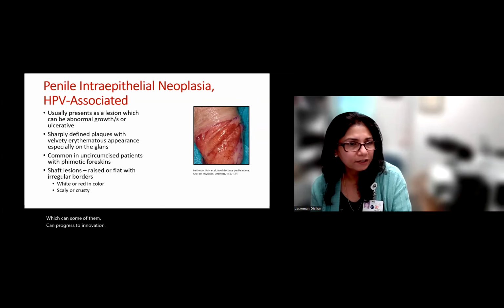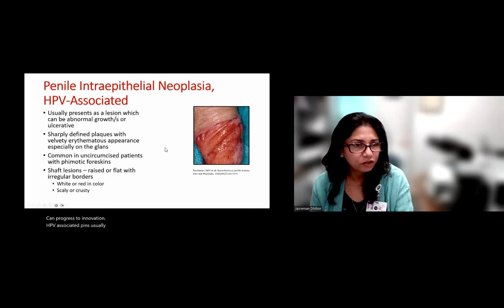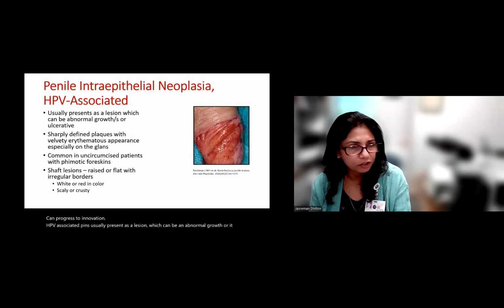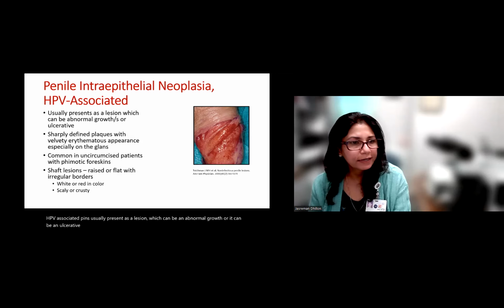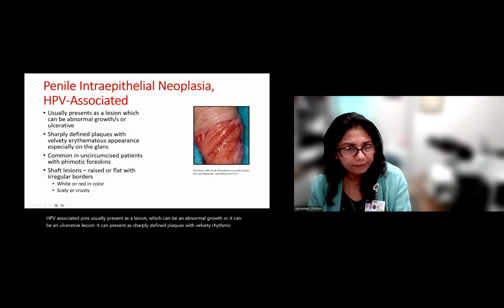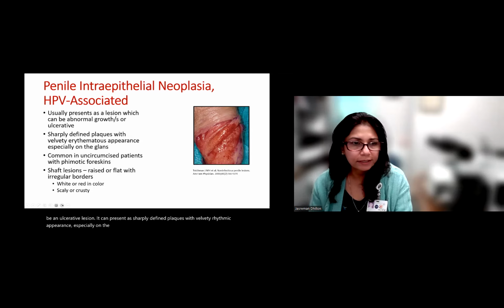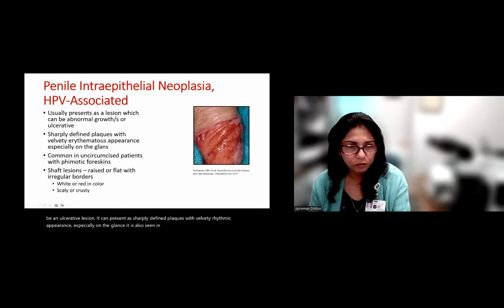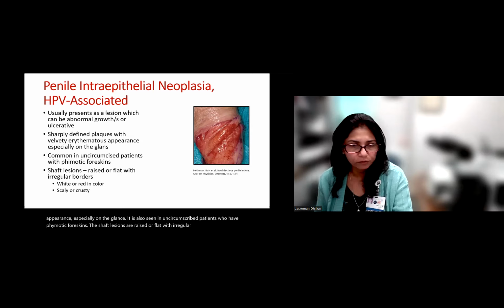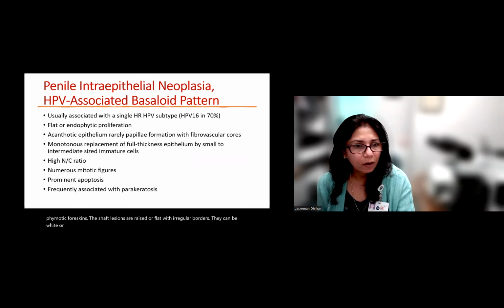HPV-associated PEINs usually present as a lesion, which can be an abnormal growth or an ulcerative lesion. It can present as sharply defined plaques with a velvety erythematous appearance, especially on the glans. It is also seen in uncircumcised patients who have phimotic foreskins. The shaft lesions are raised or flat with irregular borders. They can be white, crusty, or scaly.